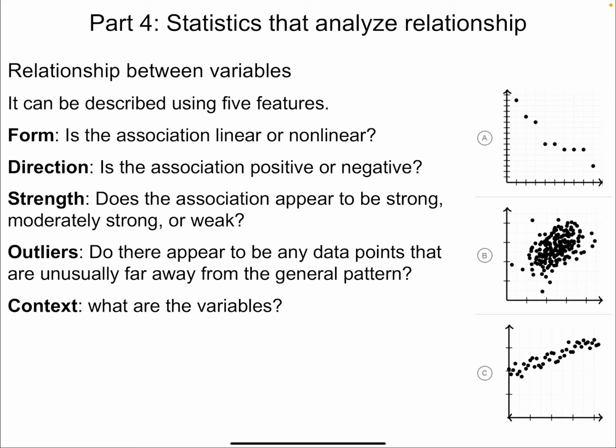In this video, we will look at statistics that analyze relationships. Relationships between variables can be described using 5 features: form, direction, strength, outliers, and context. For example, this chart represents the relationship between BMI and time spent on exercise.